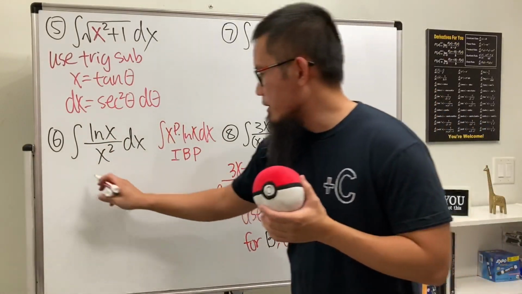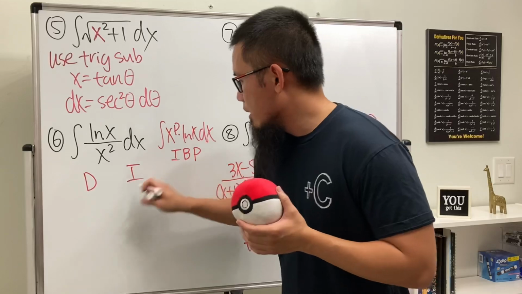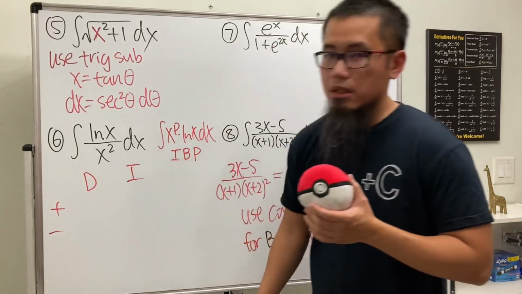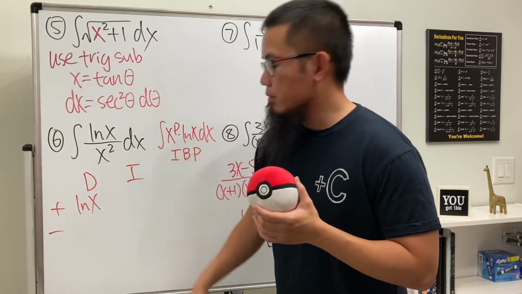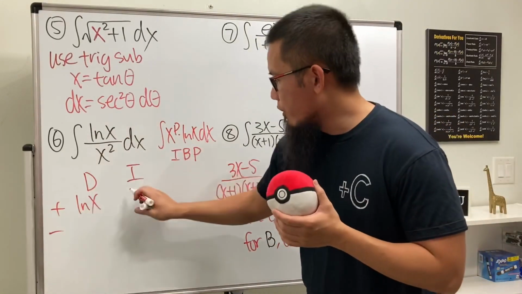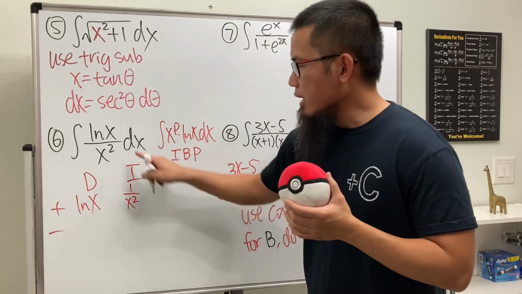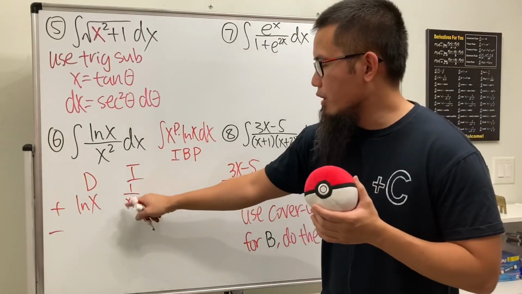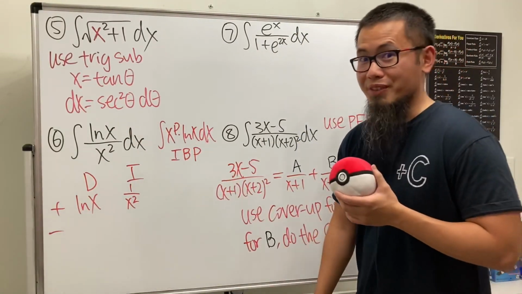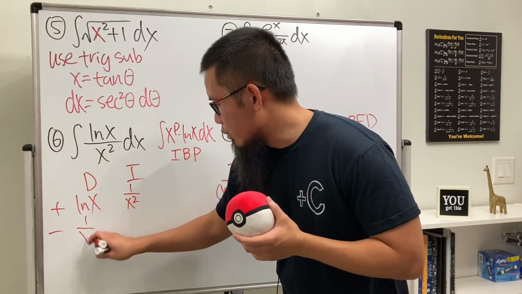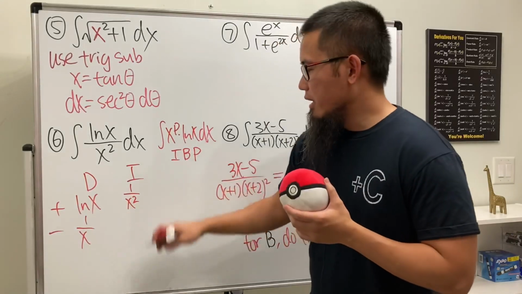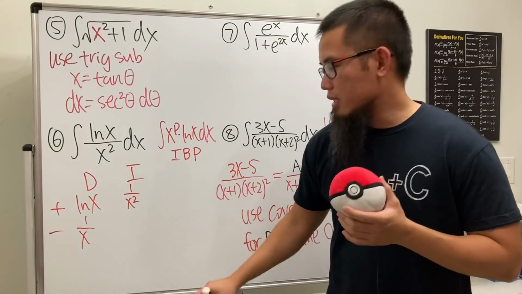So let's go ahead and put down the d and also the I, plus and minus. And for this case, we will differentiate ln x. And then we'll integrate 1 over x squared. Do not integrate ln x, because if you want to integrate ln x, you have to use integration by parts for that, right? This right here is so much better because you see that the derivative of this is just 1 over x. Integral of this, I'm going to let you guys figure it out.